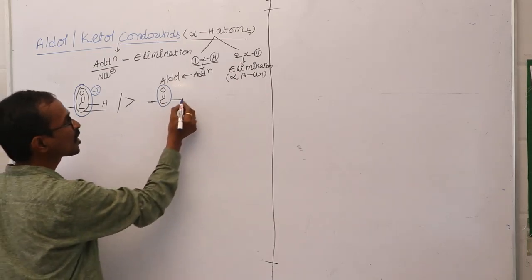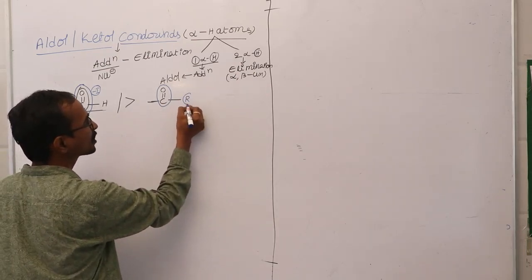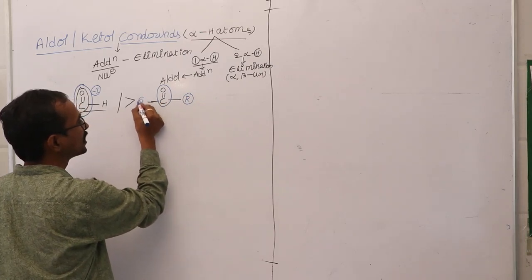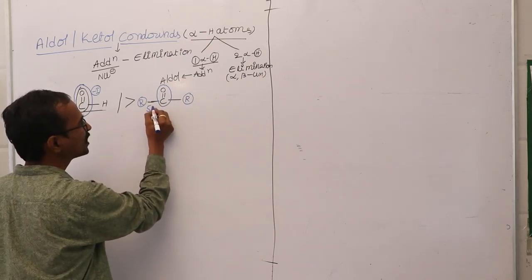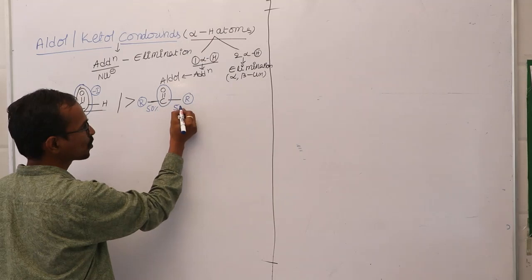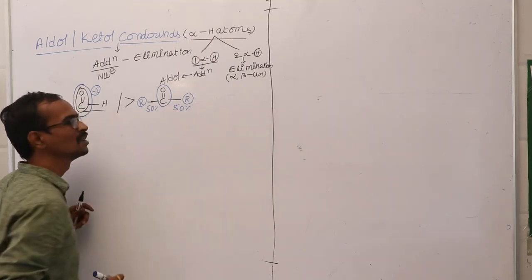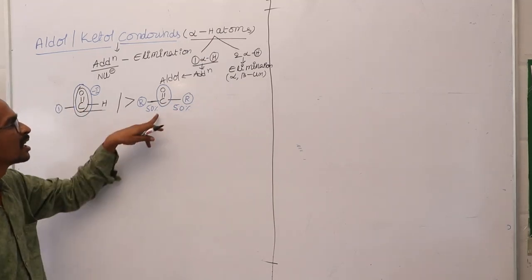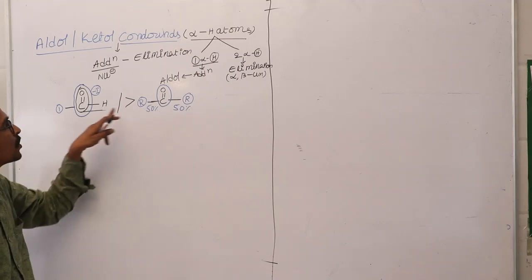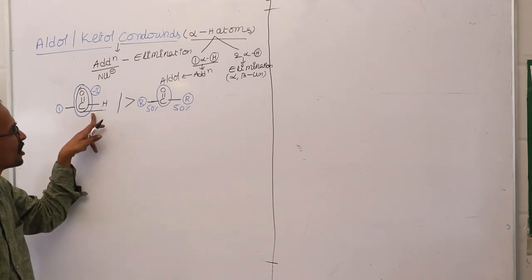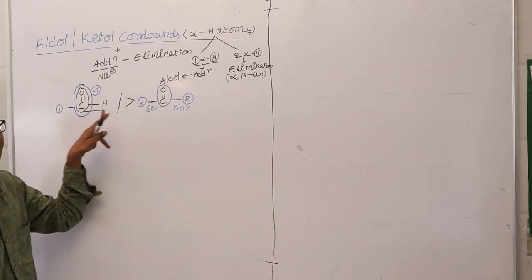But in ketones what happens? The electron withdrawing nature is equally shared between two different chains. So because of this reason, the reactivity of ketones towards this aldol condensation is lesser when compared with that of aldehydes.